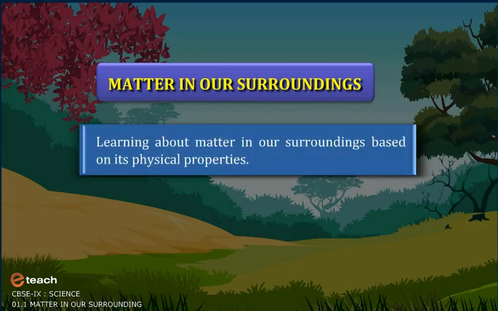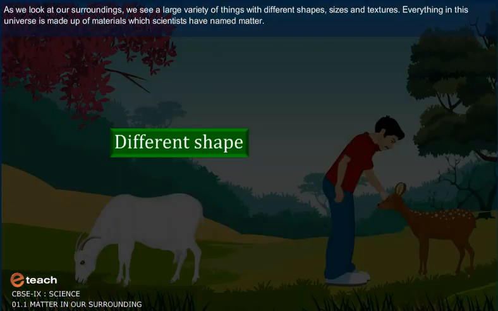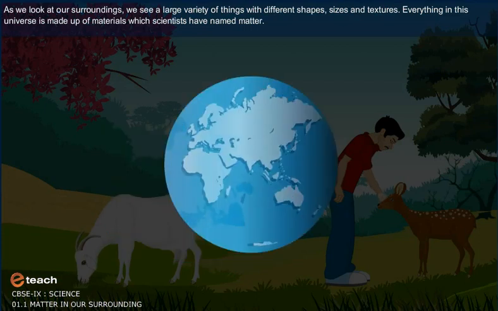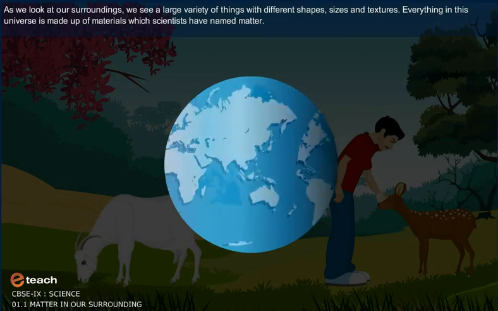Learning about matter in our surroundings based on its physical properties. As we look at our surroundings, we see a large variety of things with different shapes, sizes, and textures. Everything in this universe is made up of material which scientists have named matter.